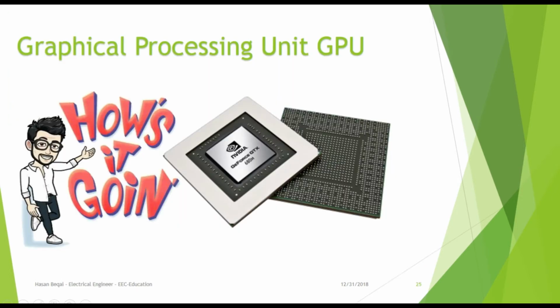In addition to the CPU, there is a unit inside the computer that handles work like the CPU, but its main responsibility is the graphics. A graphical processing unit, or GPU, is a specialized electronic circuit designed to accelerate the creation of images for output to a display device. GPUs are used in mobile phones, personal computer workstations, and game consoles.